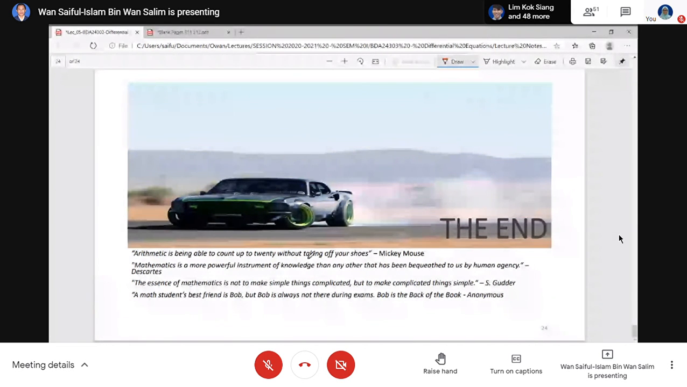And then finally this ini dulu punya quote, masa tak ada online, sekarang dah ada online. A math student's best friend is Bob, but Bob is also not there during exams. Bob is back of the book. Okay, sekarang ni Bob dah, because you're doing online exams, Bob is always there to help you.